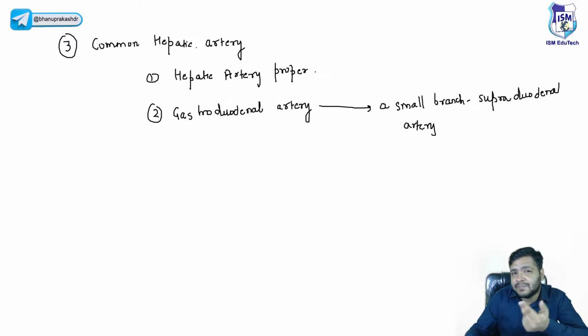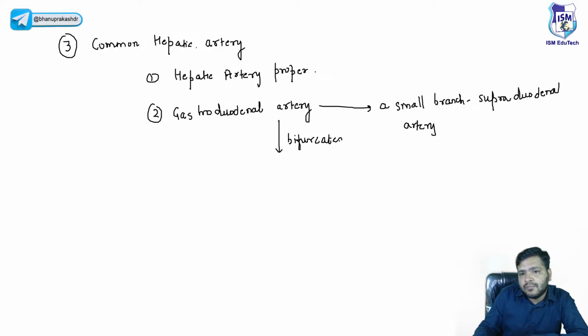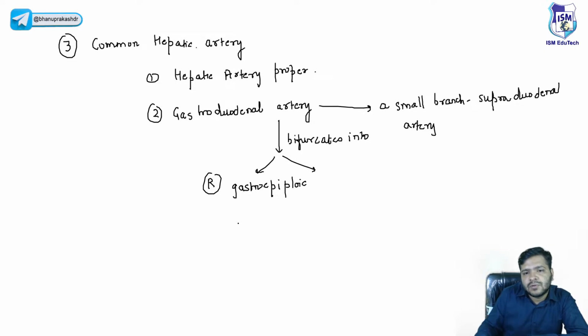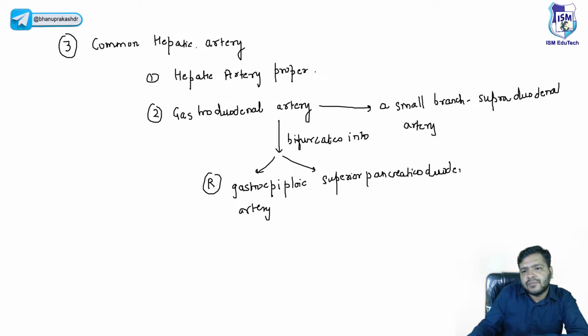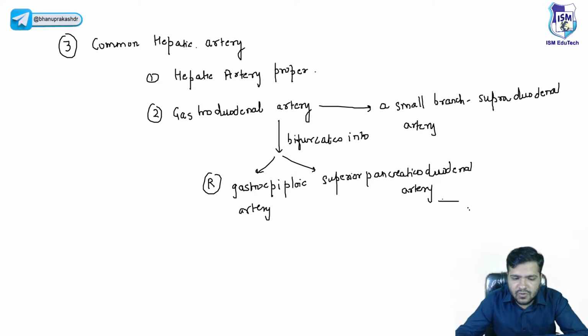And after passing behind the duodenum, it bifurcates into two arteries. You already know we have the right gastroepiploic artery and the superior pancreaticoduodenal artery.